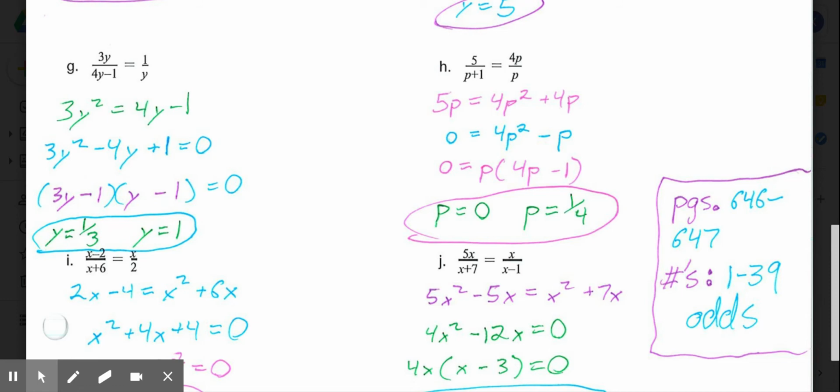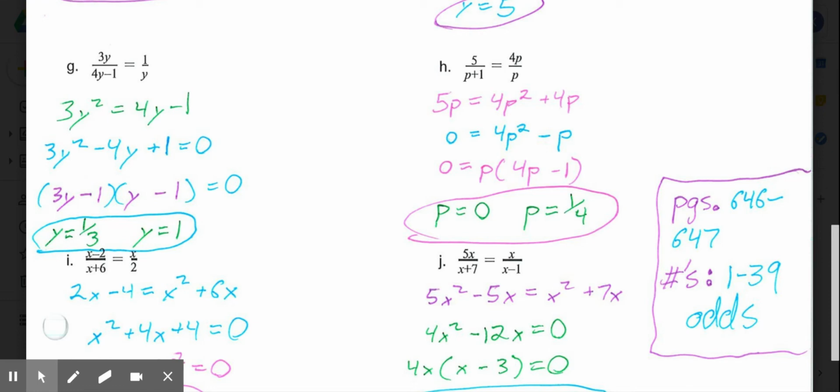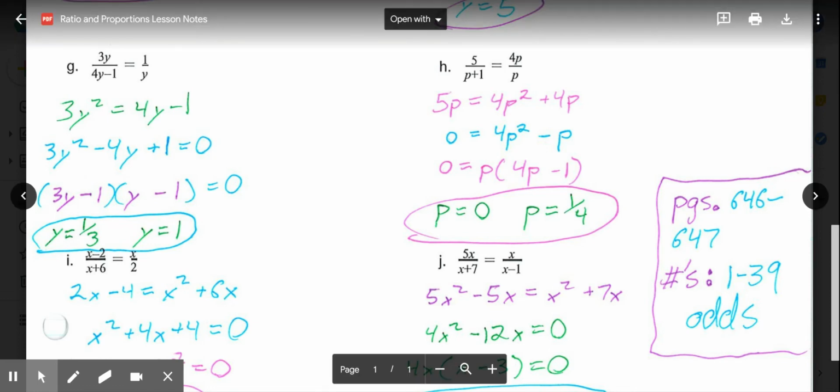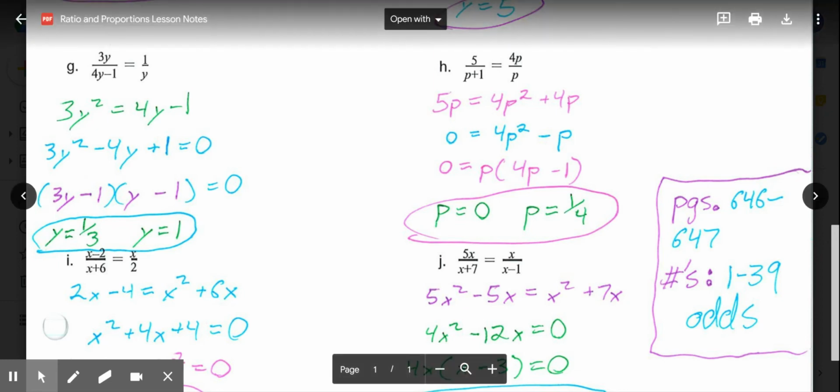In H, cross multiply first, so we end up with 5p equals 4p squared plus 4p. Subtract the 5p from each side. 4p squared minus p equals 0. Then I can factor out the p. 4p squared minus p, both can be divided by p, and that would give me p times the quantity 4p minus 1. Set each part of this equal to 0, so p equals 0, simply gives me p equals 0. 4p minus 1 equals 0. Add the 1, divide by 4, and p equals 1/4.